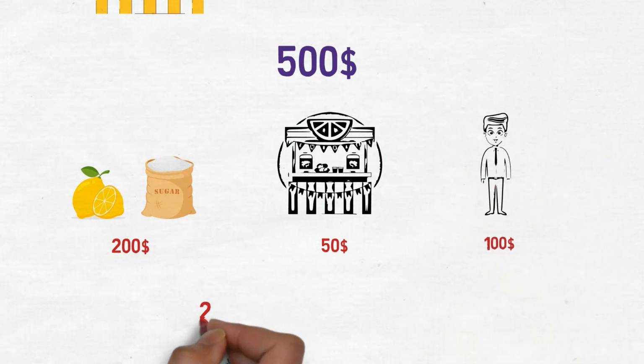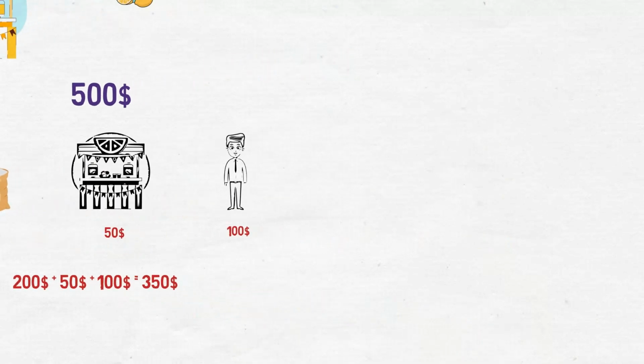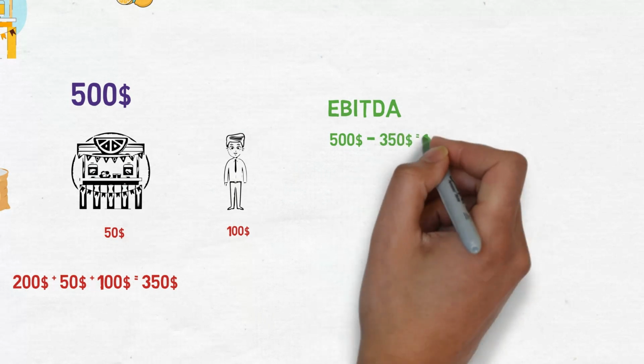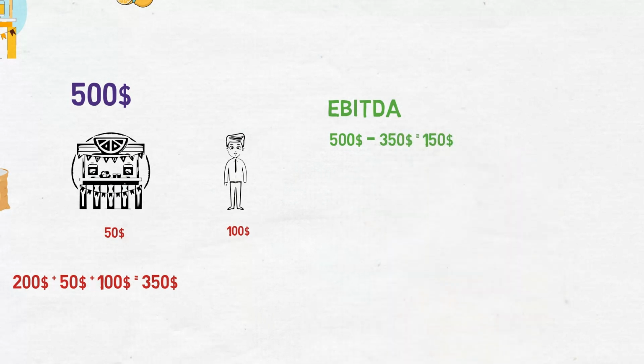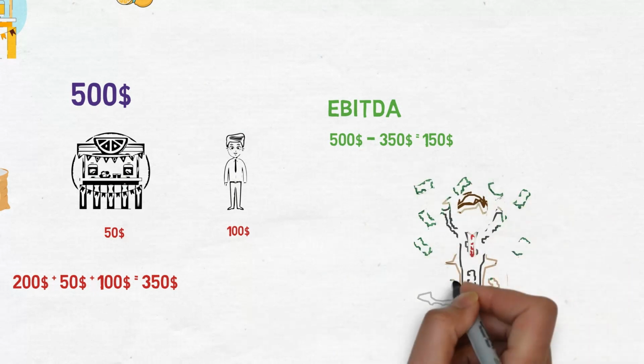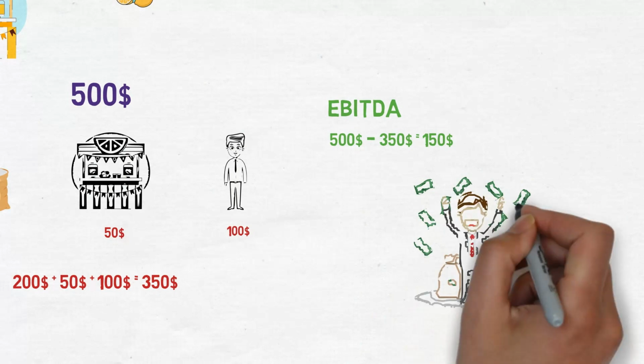So, your total expenses, cost of goods sold, rent, and wages, are $350. To calculate your EBITDA, revenue minus expenses equals earnings. $500 minus $350 equals $150. So, your earnings before subtracting interest, taxes, depreciation, and amortization, EBITDA, are $150. This gives you an idea of how much money your lemonade stand made from its core operations without considering certain expenses. It's a helpful metric for understanding a company's profitability and financial health.